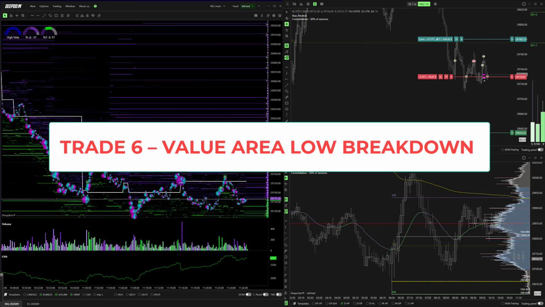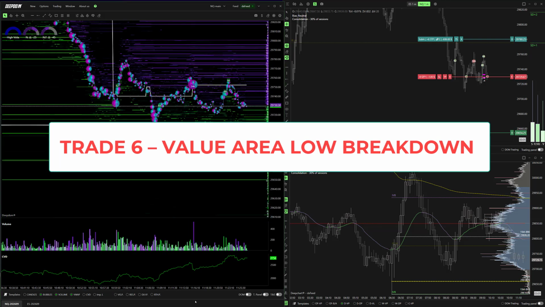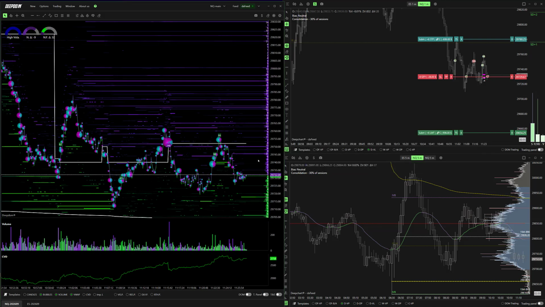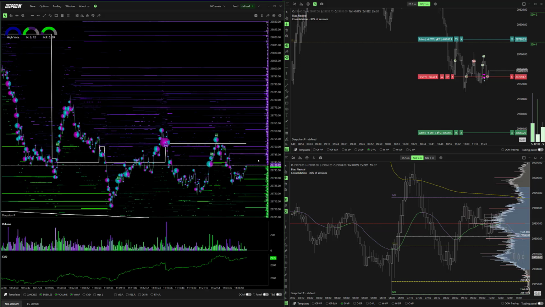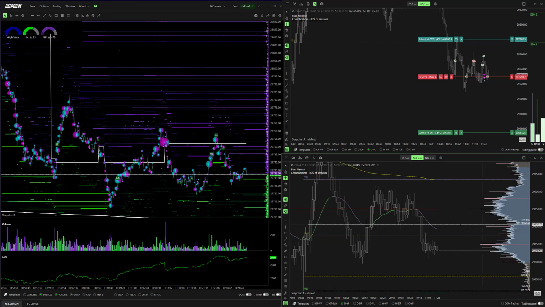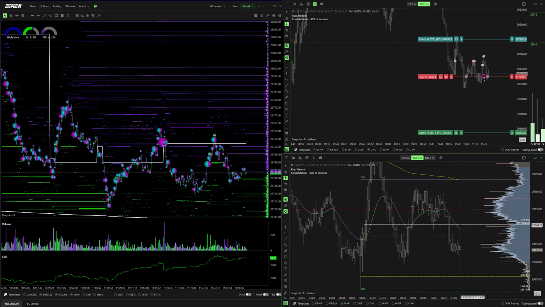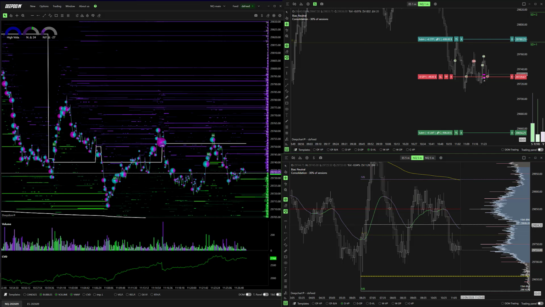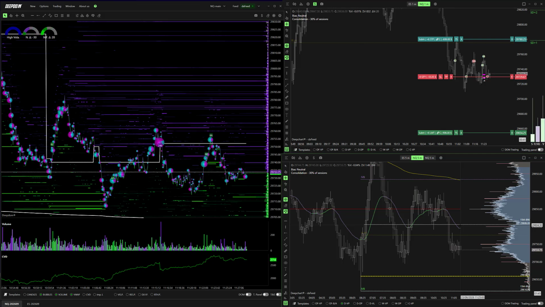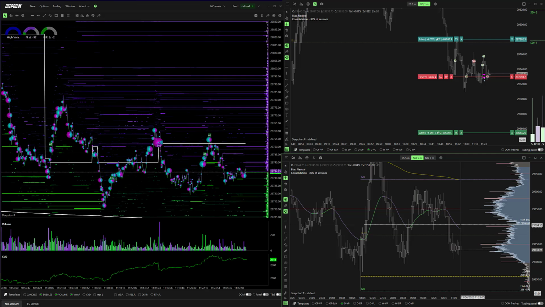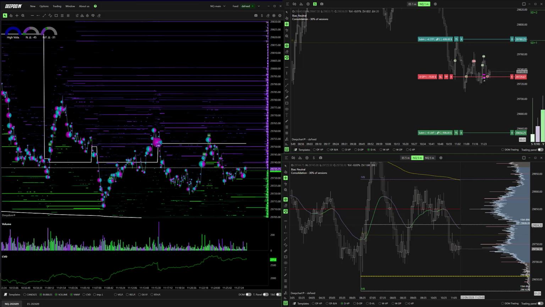The sixth trade was a value area low breakdown setup. Unlike trade 3, when buyers defended the value area low and pushed the market back into value, this time I was expecting a breakdown and continuation lower. As price approached the value area low, I wasn't looking for a reversal. I was looking for acceptance below the level.